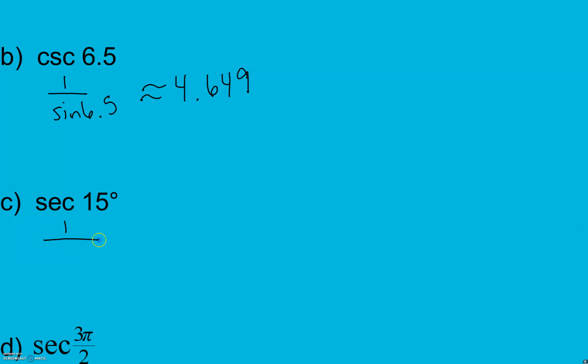Secant is in degrees here, so 1 over cosine of 15 degrees. 1 divided by cosine 15 degrees. Either switch your calculator or use the little degree symbol, and we should get 1.035.